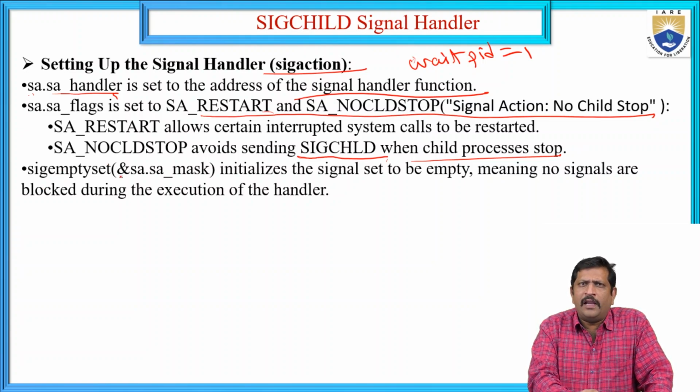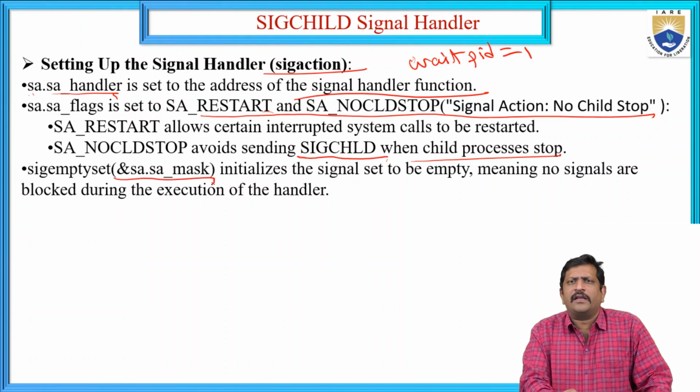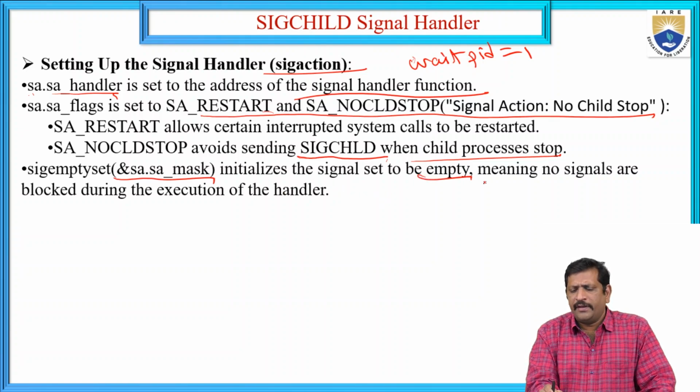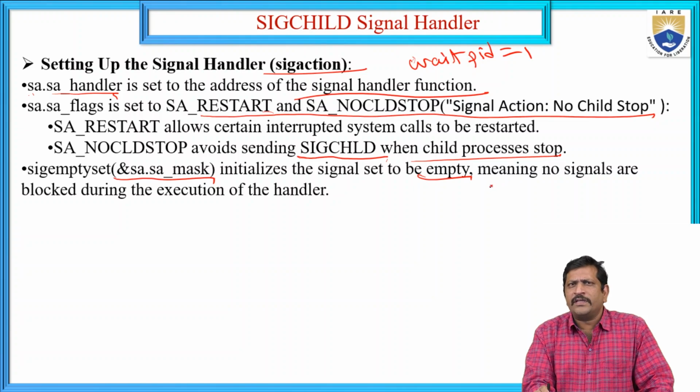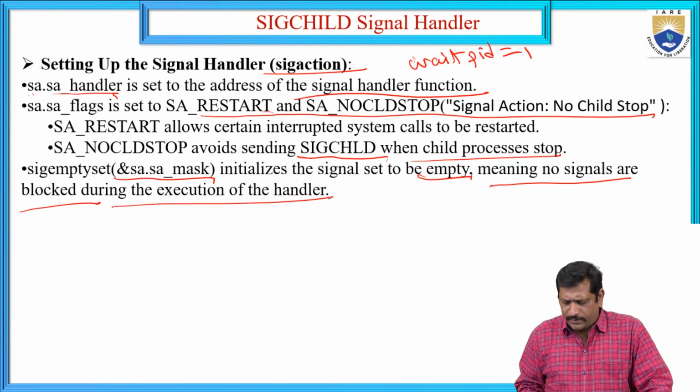Now the signal set is emptied, which refers to the address of the signal action's mask, which initializes the signal set to empty. The meaning is no signals are blocked during the execution of the handler.